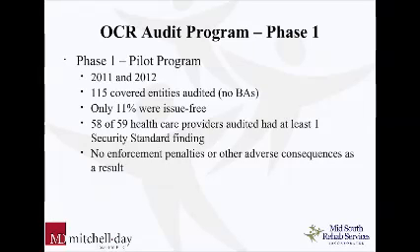The program actually had two phases. There was a pilot program phase that started in 2011 and 2012. They audited 115 covered entities, no business associates at that time, just the CEs. 59 of those 115, so roughly half, were providers. The other 56 or so were either clearinghouses or health plans. What they found was that only 11% of the entities they reviewed were issue-free. So almost 90% had at least something wrong with either privacy, security, or breach notification. As a matter of fact, none of those that were issue-free were providers. Every provider they reviewed had something wrong.